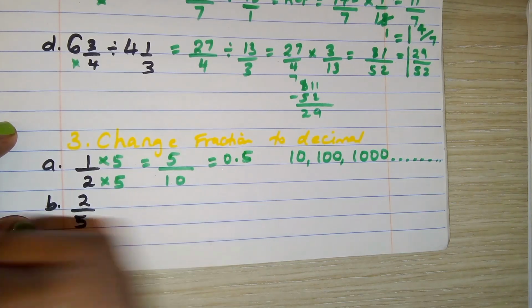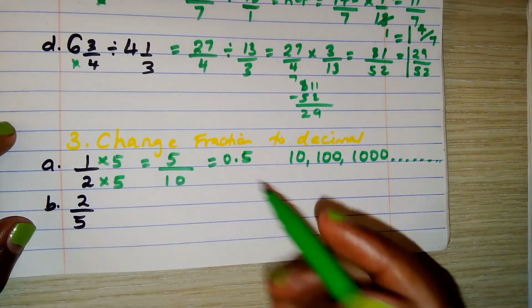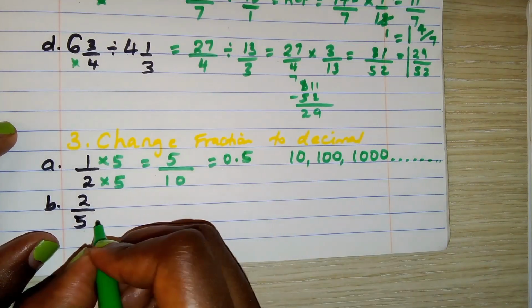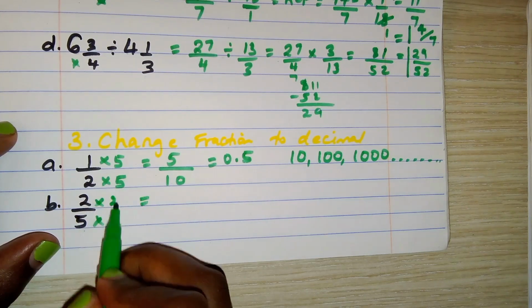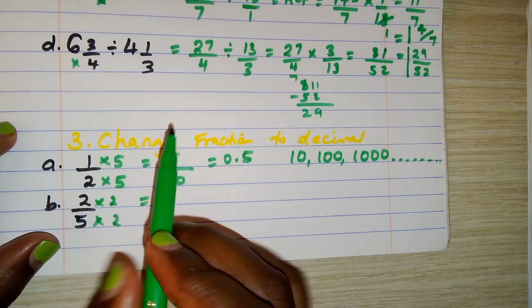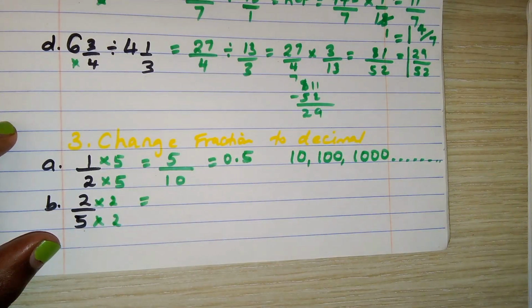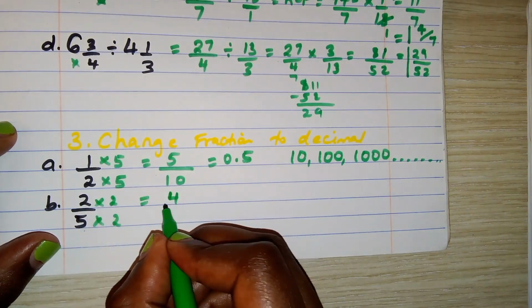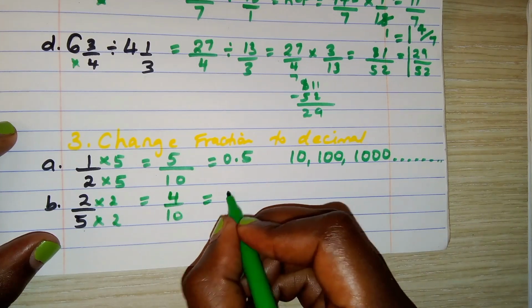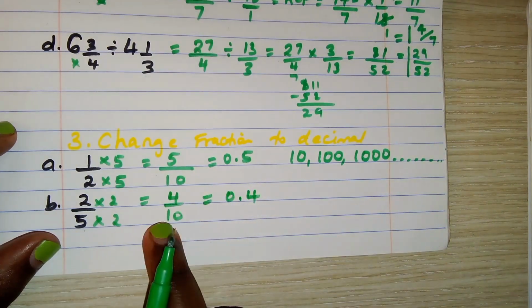Next question, 2 over 5. So once again, can we make it a 10? Yes, we can. So we do times 2 and times 2 on top. So this is called equivalent fraction. So 1 over 2 is equivalent to 5 over 10. So 2 times 2 is 4. 5 times 2 is 10. And that one becomes 0.4.